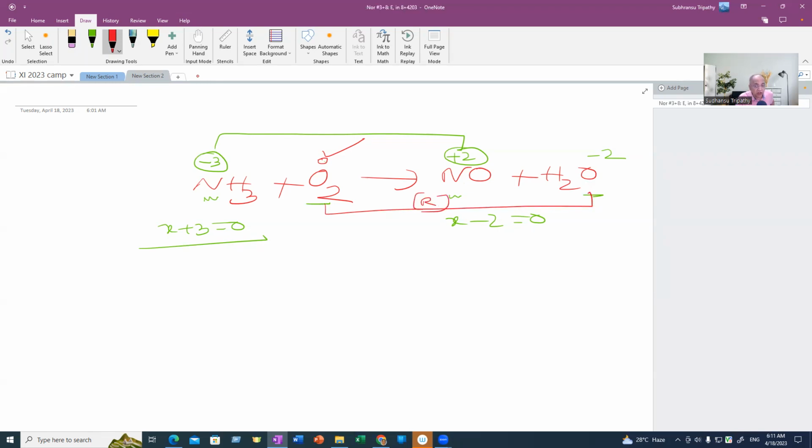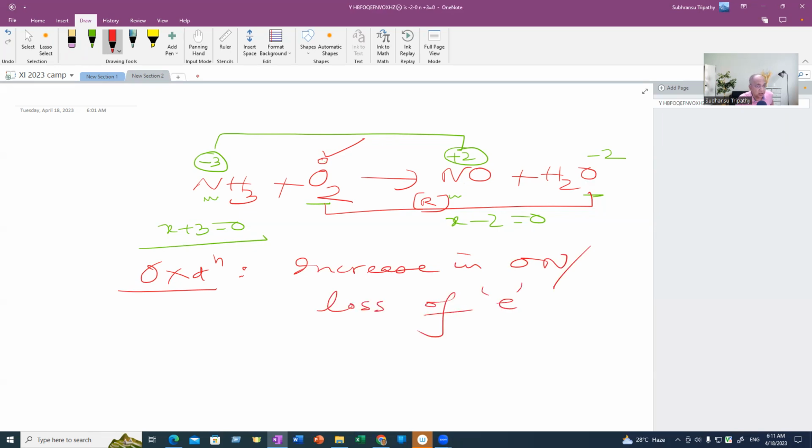A decrease in oxidation number, as I told you, is reduction. Increase in oxidation number is oxidation. So oxidation, the new definition, is increase in ON, or loss of electron. These are synonymous. Now Riddhi Siddhi, there was -3.